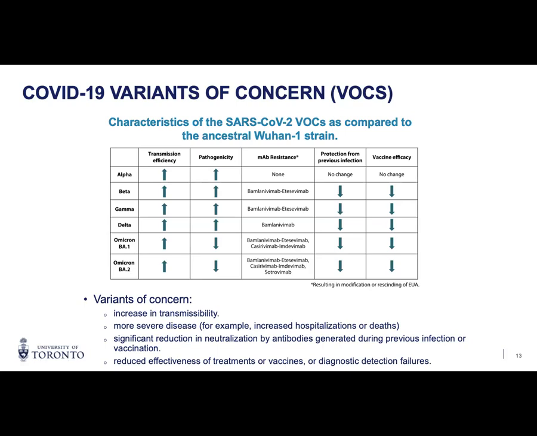So in comparison to the Wuhan 1 strain, all of the variants of concern have a higher transmission efficacy, lower protection from previous infection, and lower vaccine efficacy. The pathogenicity is higher, except for Omicron strains, and more monoclonal antibodies showed reduced efficacy against the newer variants.